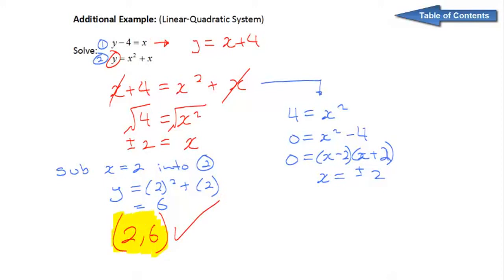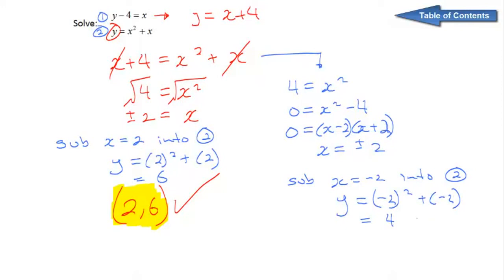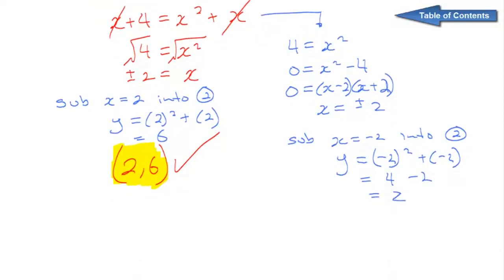Now we've got to go find my other solution. So I'll write myself a little bit of a statement here. Let's get a little bit more real estate. I will say sub x equals, this time I have to do the other value, the negative 2, into equation 2 as well. And so we'll have y is equal to negative 2 all squared plus negative 2. Negative 2 squared is 4, and 4 plus negative 2 is just 2. This gives me 2. And so this tells me that we have the ordered pair (-2, 2).